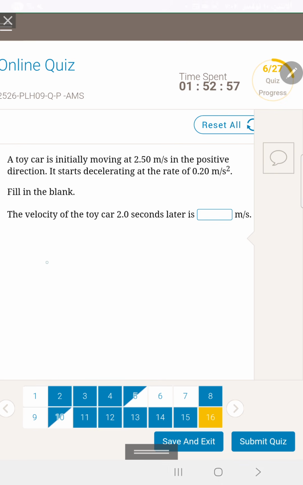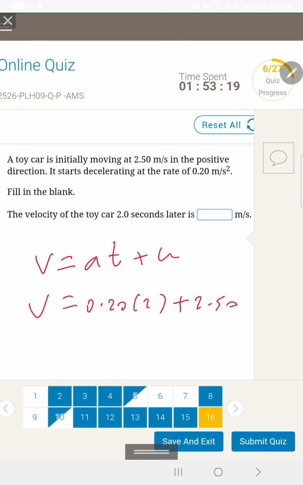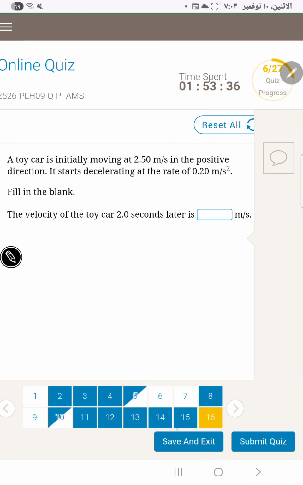So here you have to use the equation v equals at plus u. V is equal to a, the acceleration, which is 0.20, time is 2, and the initial velocity is 2.50. But because it's decelerating, the acceleration must be negative. So negative 0.40 plus 2.50. On the calculator you get the answer.